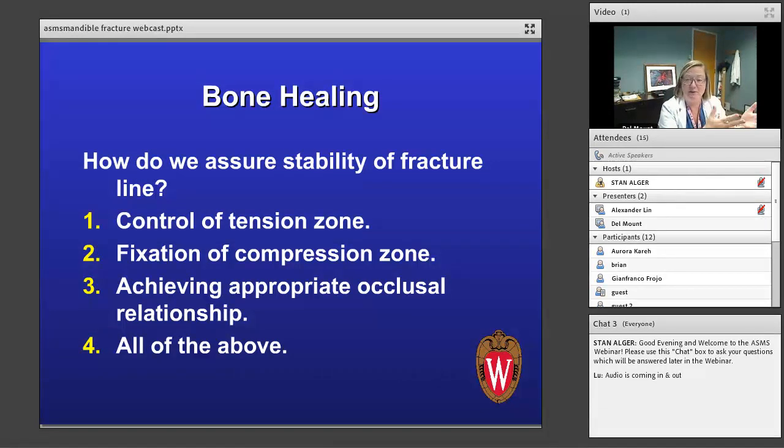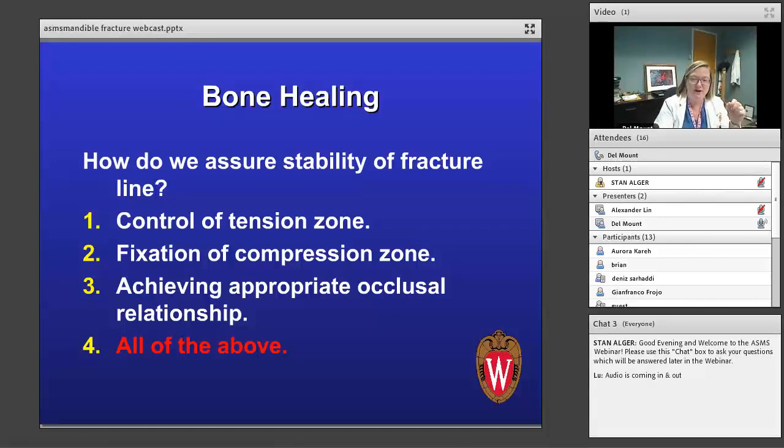So if primary bone healing is really our goal, how do we get there? Well, do we control the tension zone? Do we fixate the compression zone? Do we really base it totally on occlusal relationship? Well, the answer is, and I'm sure you guys have all figured this out, all of the above.